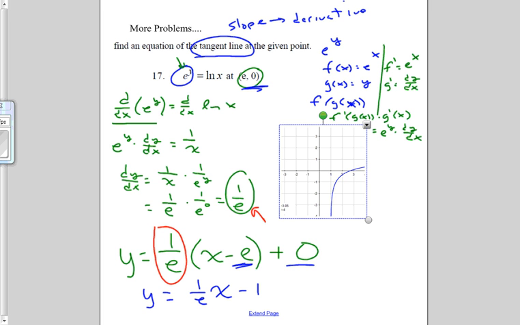Well, I think it does if we go and look at our tangent line. We're talking about this point right here. And if we draw the tangent line, it does, in fact, have a y-intercept of -1. So I think we did a good job.